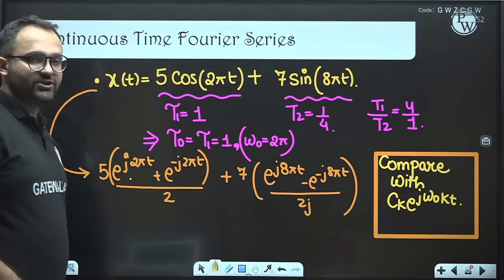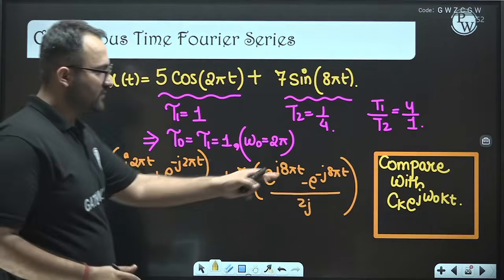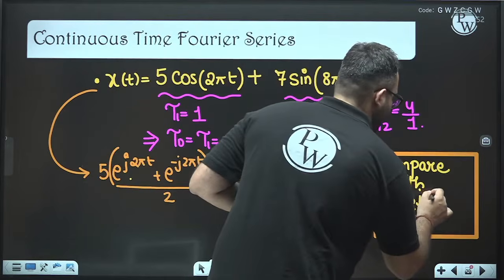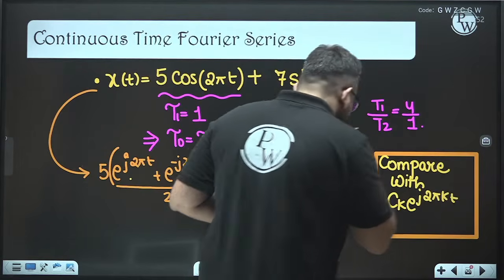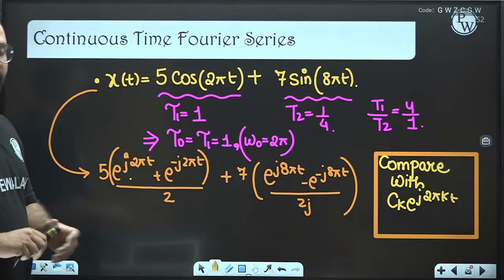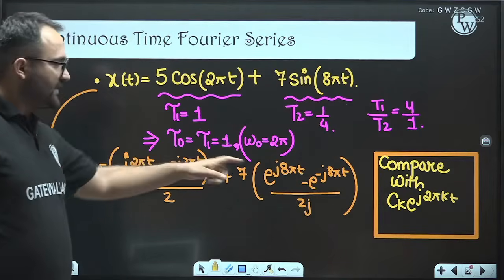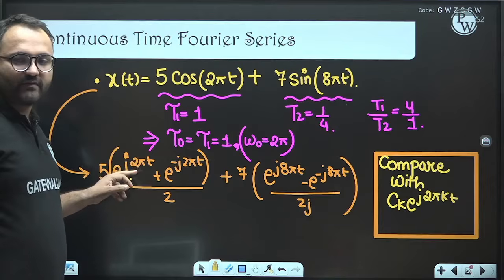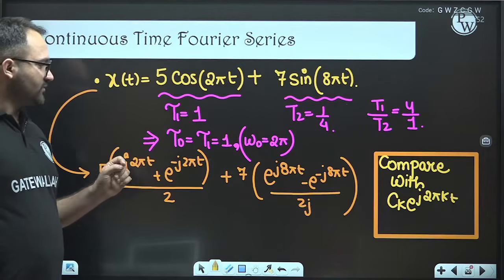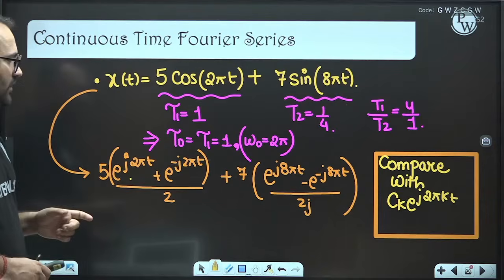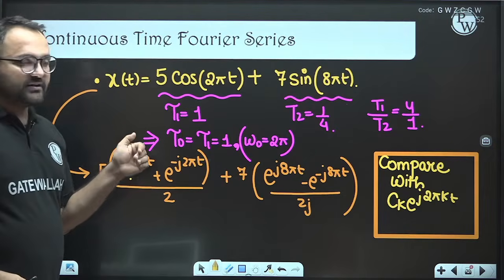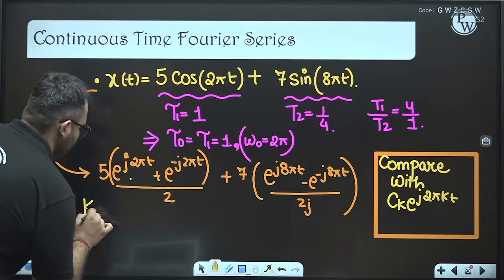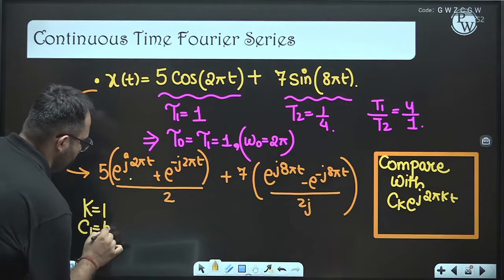If we compare the first term, what is omega naught? Omega naught is 2 pi. So let me write 2 pi in place of omega naught. Now if we compare the first term with that expression, and compare the exponential powers, the power is 2 pi t, and theirs is 2 pi kt. So we get k equal to 1, and when we compare the coefficient, it comes out to be 5 by 2. So for k equal to 1, C1 is equal to 5 by 2.